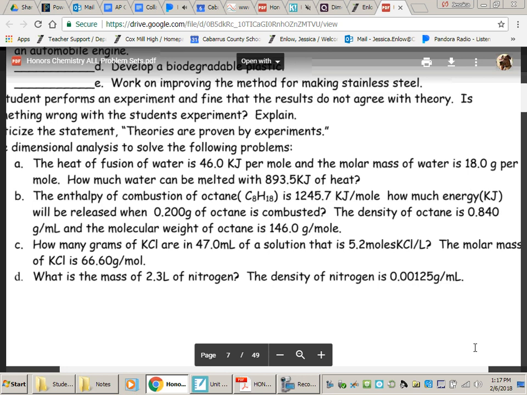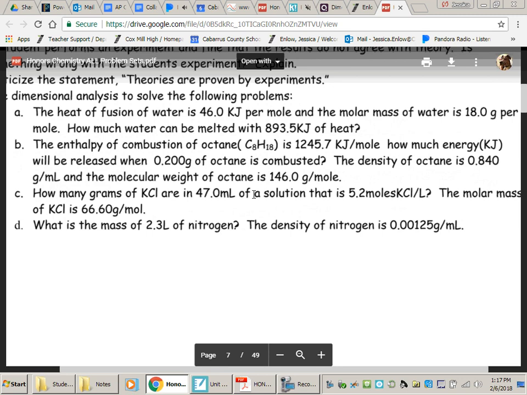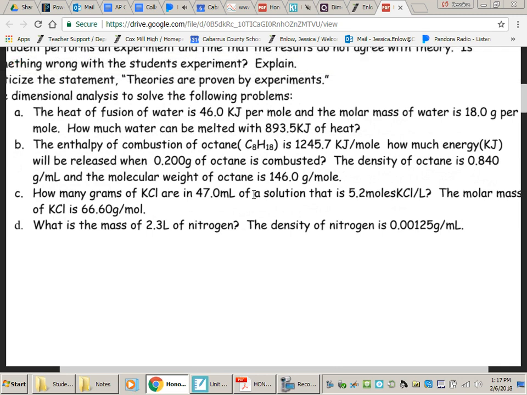Okay, keep going. Talk to the person next to you on B, C, and D to decide how many sig figs should be recorded in B, C, and D, and then we'll check real fast. You can pull it up on your screen, which might be easier to see.